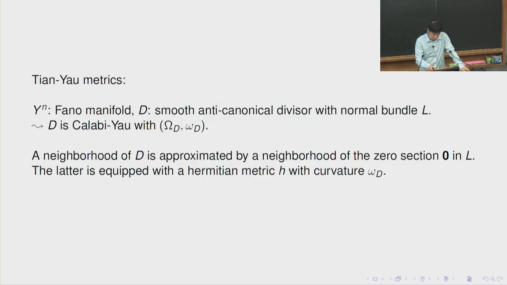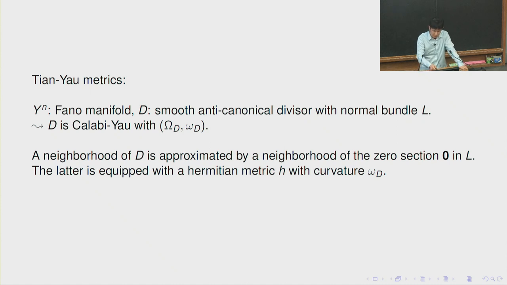So what are these Tian-Yau metrics? These are complete, non-compact Calabi-Yau metrics. Naively you may think that Yau's theorem just extends, but unfortunately, or fortunately, that's not the case. It's much more interesting in the non-compact case. So this is one setting: you take Y to be a Fano manifold, and D to be a smooth anti-canonical divisor with a normal bundle denoted by L. This is a positive line bundle. And then by adjunction, we know that D is Calabi-Yau.